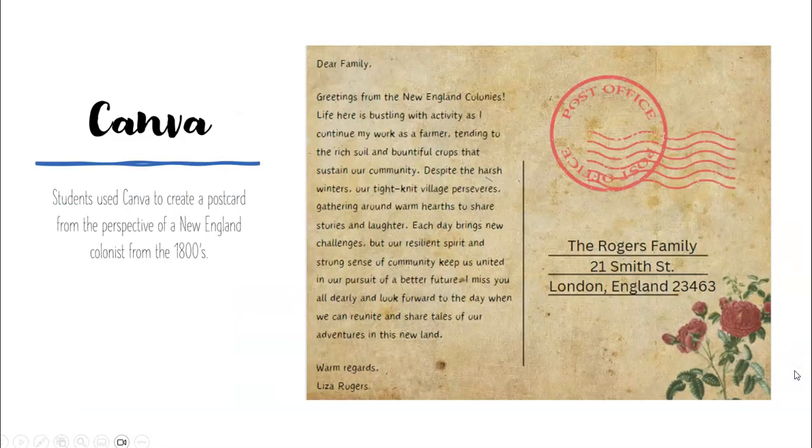And then for Canva, they used Canva to create a postcard from the perspective of a New England colonist from the 1800s. They had to make up a fake address, and then they had to include the occupation there, talk about the lifestyle, and the challenges they were facing, to send to their relatives.